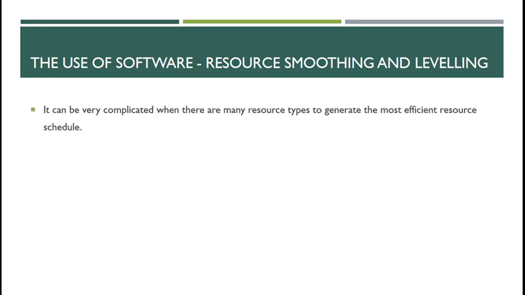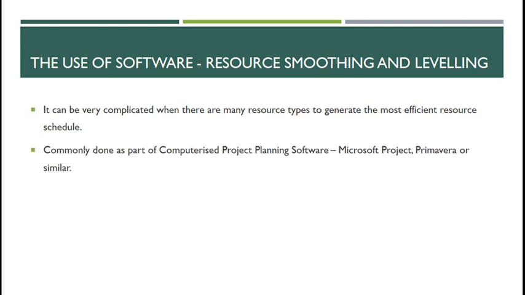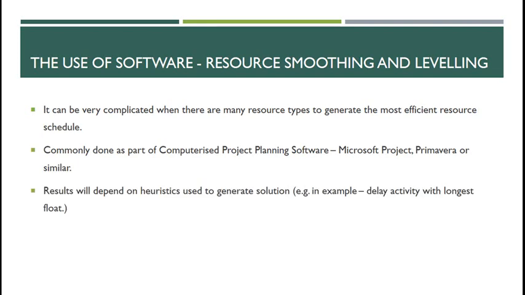Okay, so it can be very complicated to generate the most efficient resource schedule when there are so many resource types. There's so much going on in your project. It's commonly done as part of computer project planning software. Microsoft Project is, obviously, the primary objective for this module, to get efficient using Microsoft Project. And we have other ones like Primavera, I think you pronounce it, or similar programs. Results depend on what are called heuristics used to generate the solution. Heuristics, for example, could be to delay the activity with the longest float, etc.